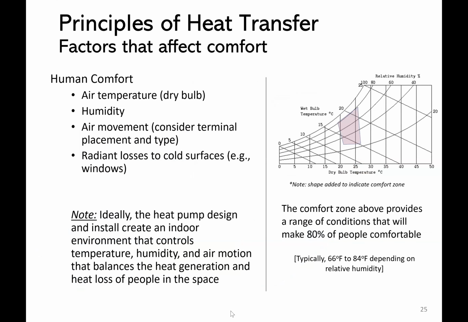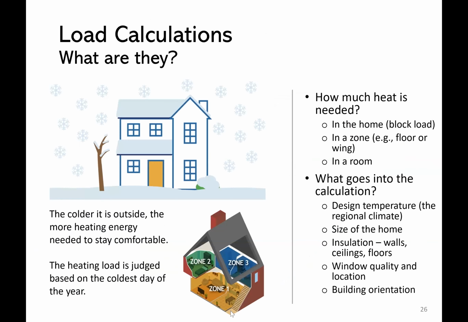In addition to dry bulb temperature, occupant comfort also depends on humidity, air movement, and radiant losses to cold surfaces, such as a window pane on a cold day. There are 2 different load calculations that are typically done: the heating load and the cooling load. The instantaneous heat load is the amount of heat needed at any given time to maintain a comfortable indoor environment.